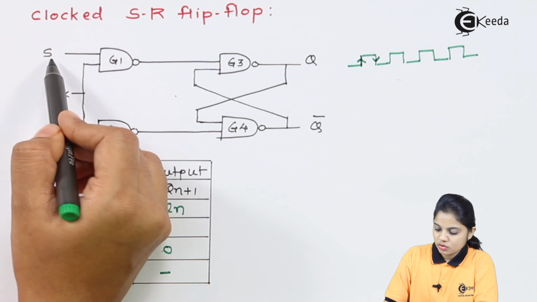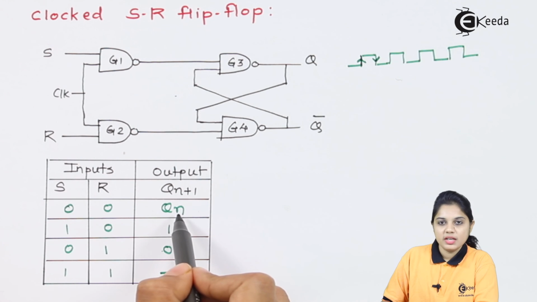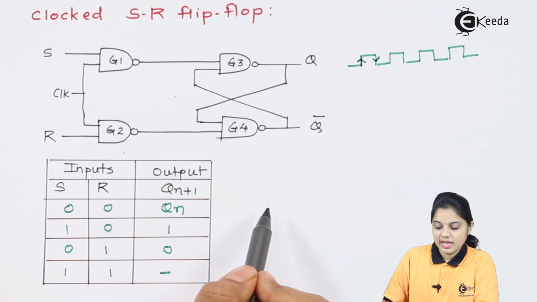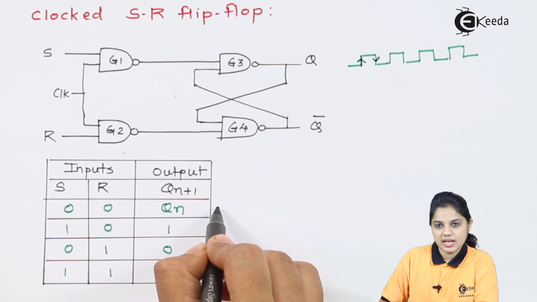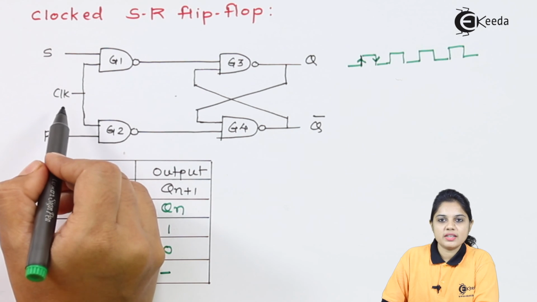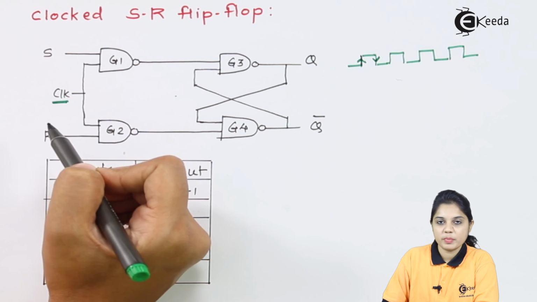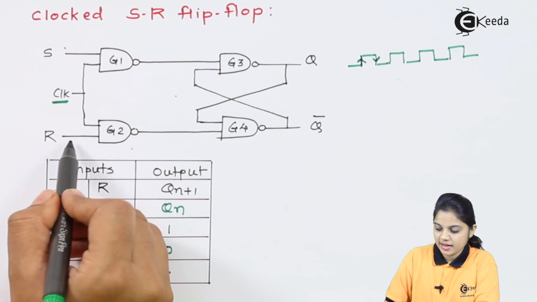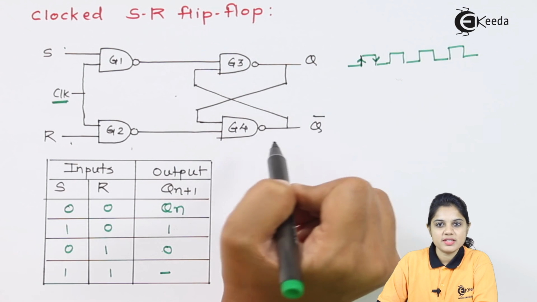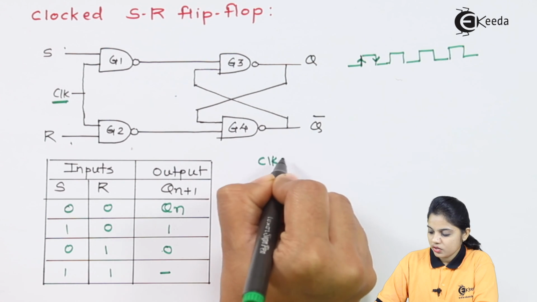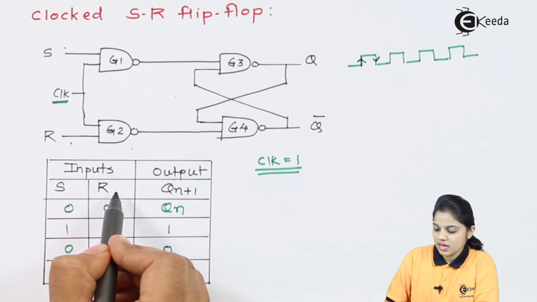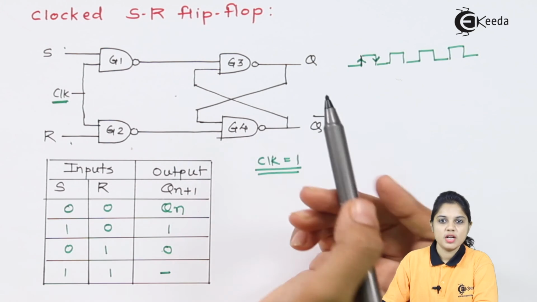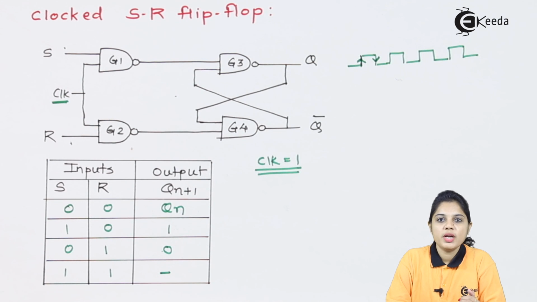So if you apply 0 0 as an input, your output will remain Qn, that is an unchanged state. But if you want to change the state from Qn, the unchanged state, to the set state, your clock signal should be present. If the clock signal is not present, then irrespective of what S and R are, your output will remain at the 0 state. So your clock should be equal to 1. If it is 0, irrespective of S and R, your output will remain at the 0 position.